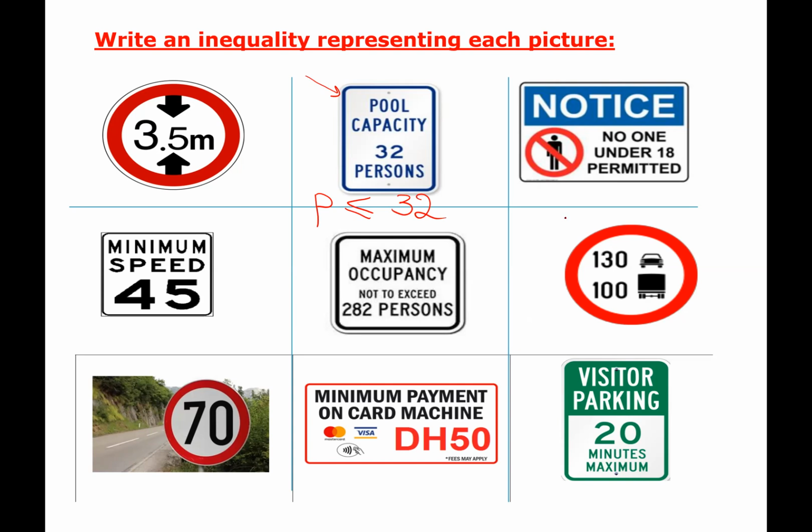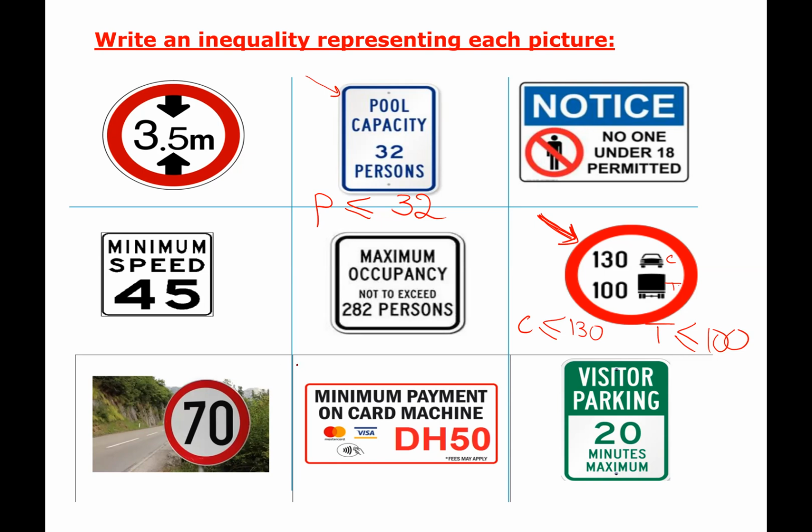Okay. How about this one? This is used and we always see it in the streets. It means that the speed limit for the car is 130. Therefore, the speed of the car should be less than or equal to 130, and the speed of the truck, so the truck and the car, should be less than or equal to 100.